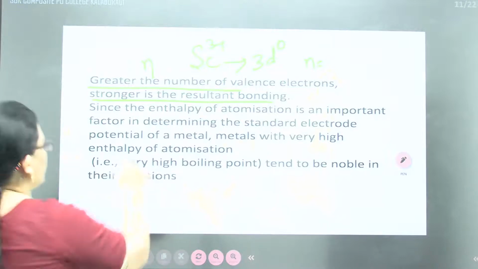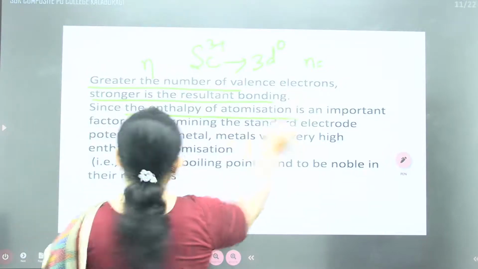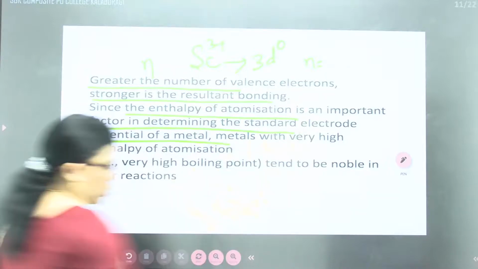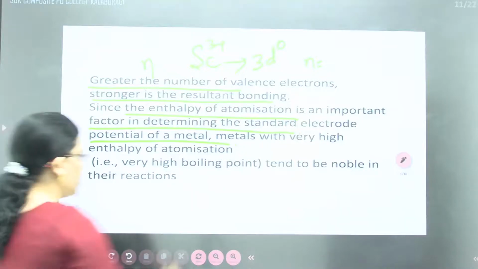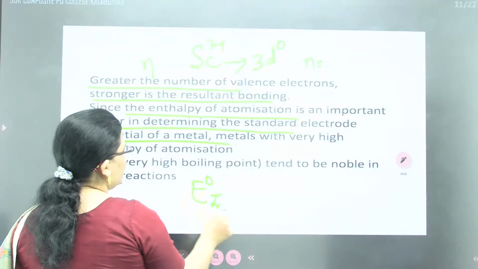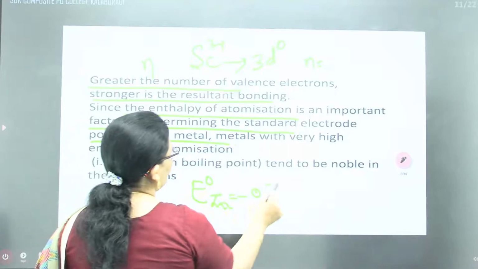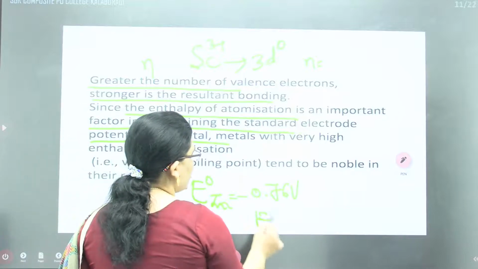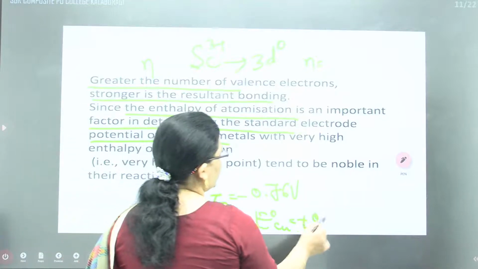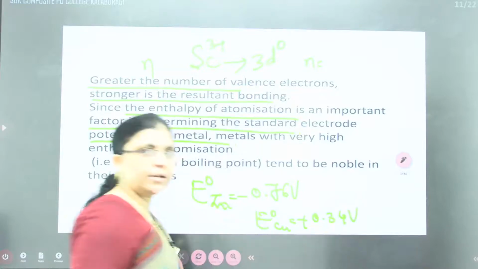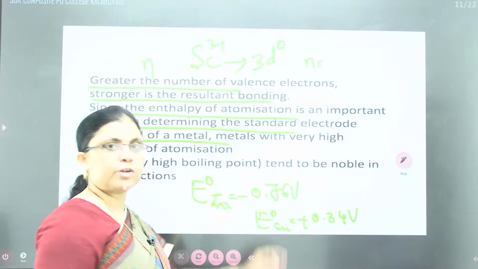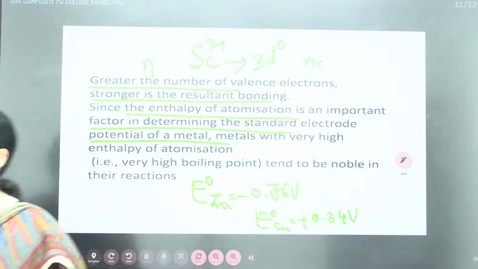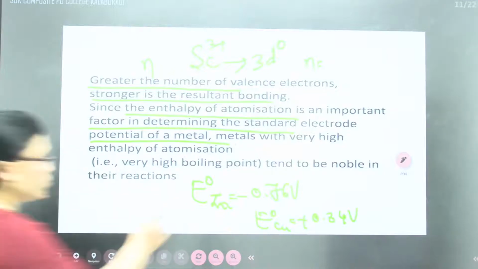When the bonding is stronger, enthalpy of atomization is an important factor in determining the standard electrode potential. Have you remembered the galvanic cell, children? The E naught of zinc will be minus 0.76 volt, whereas the E naught of copper we have taken as plus 0.34 volt. Better to remember this concept with respect to any example. It will be convenient for you to write in the exam. While writing in the exam, this is most important.